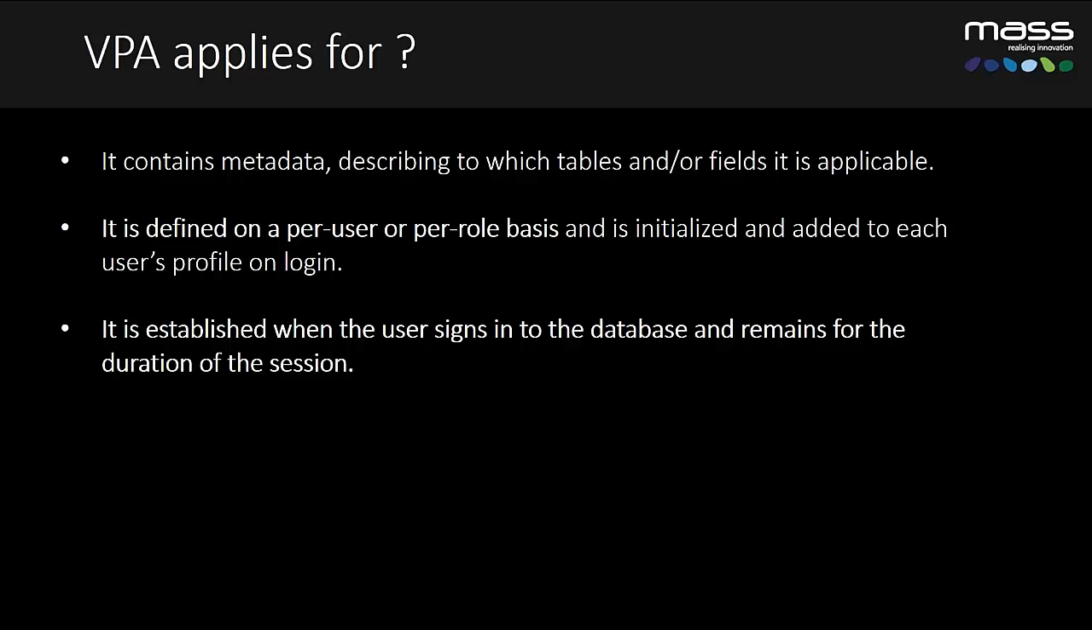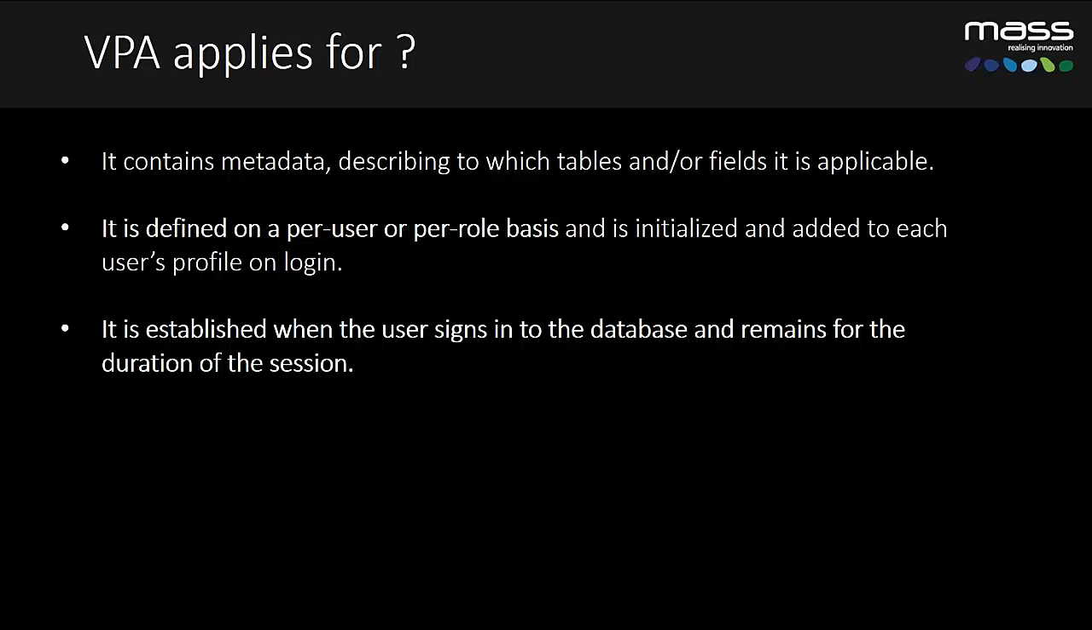For example, if there are craftspersons working on specific sites, we can restrict a craftsperson from seeing other sites or buildings by assigning a VPA restriction for a particular site or building. This can be done while creating the user, that is the craftsperson.